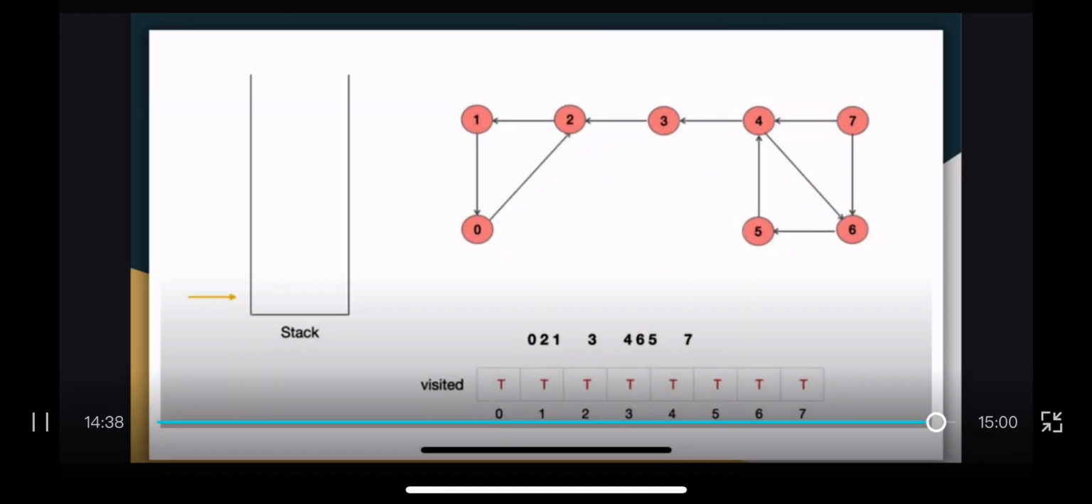So the rest of the nodes on the stack, 3, 2, 1, 0, have all been visited in the previous steps. So now our strongly connected components are a set of 5, a set of 6 and 7, and a set of 0, 1, 2, 3, and 4. So this brings us to the end of this presentation.